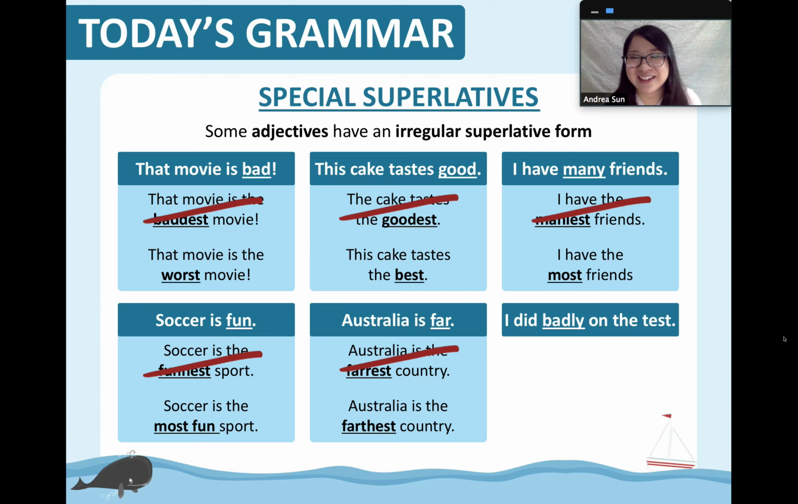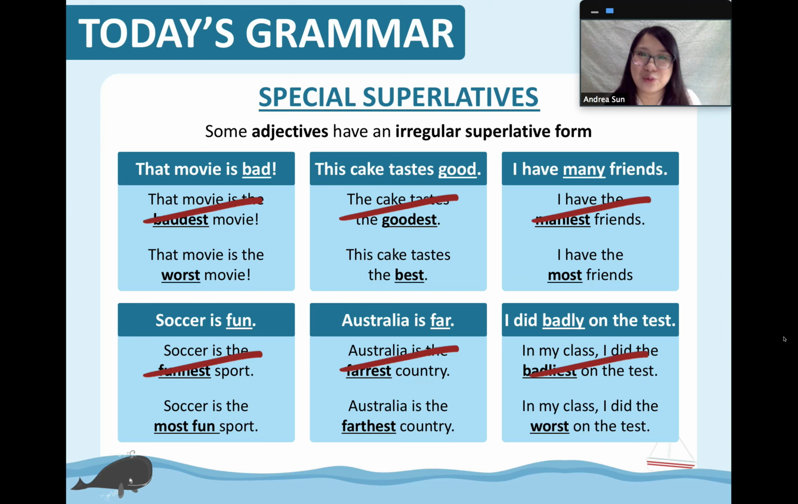I did badly on the test. "In my class, I did the badliest on the test." Bang. I did the worst on my test. Notice how bad and badly both use the superlative worst, even though here it is an adjective, here it is an adverb. Okay, so we simply need to memorize these exceptions to the rule.